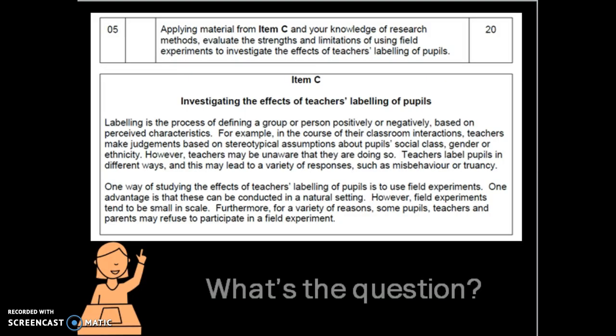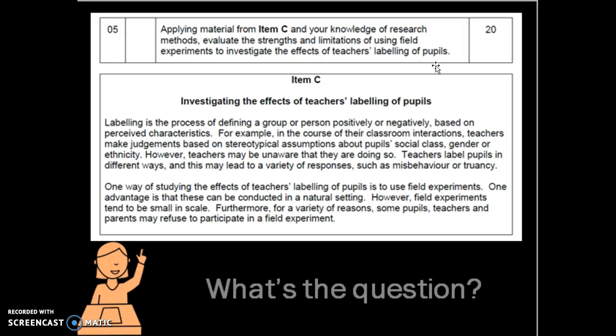So let's have a look at the question that I'm going to be exploring. This is a follow-up from the previous video that I've just done, which is outlining what are the different bands and the different levels. So this is just following up on that. So here's the item and here is the question. It was from 2017's paper. It's asking you for the strengths and weaknesses of field experiments and looking at the effect of teachers' labelling of pupils.